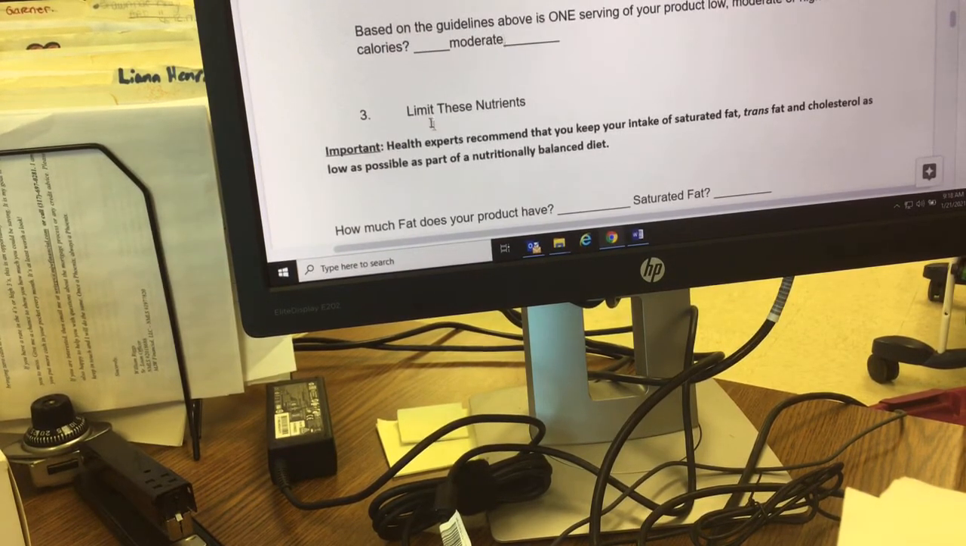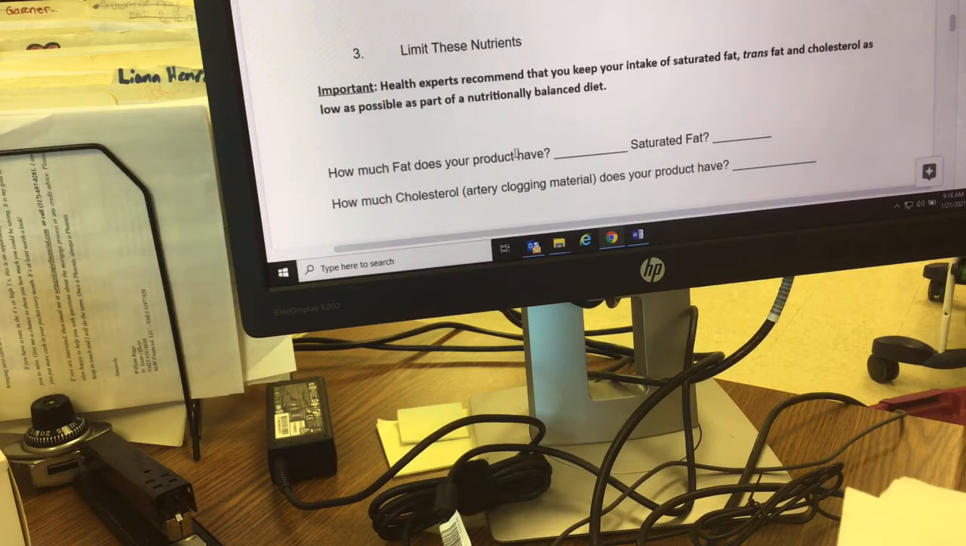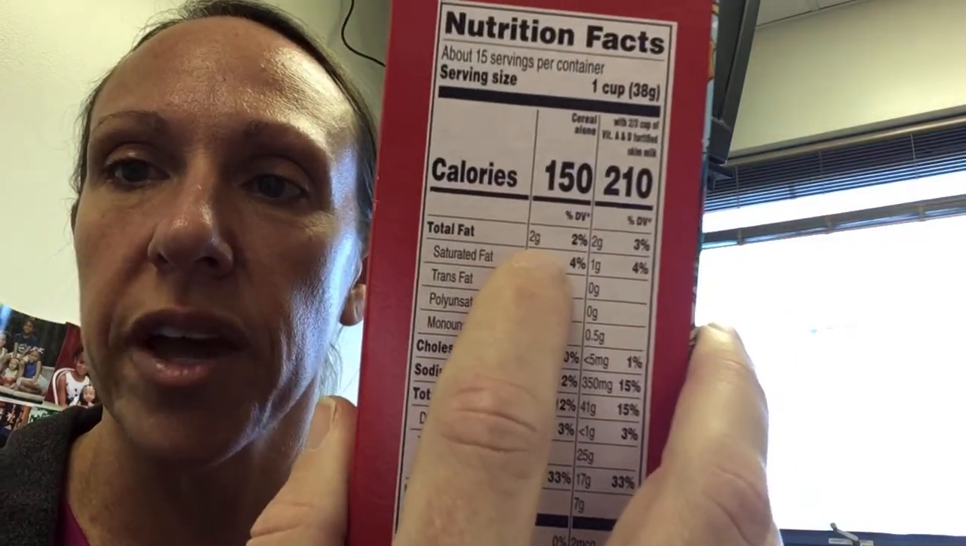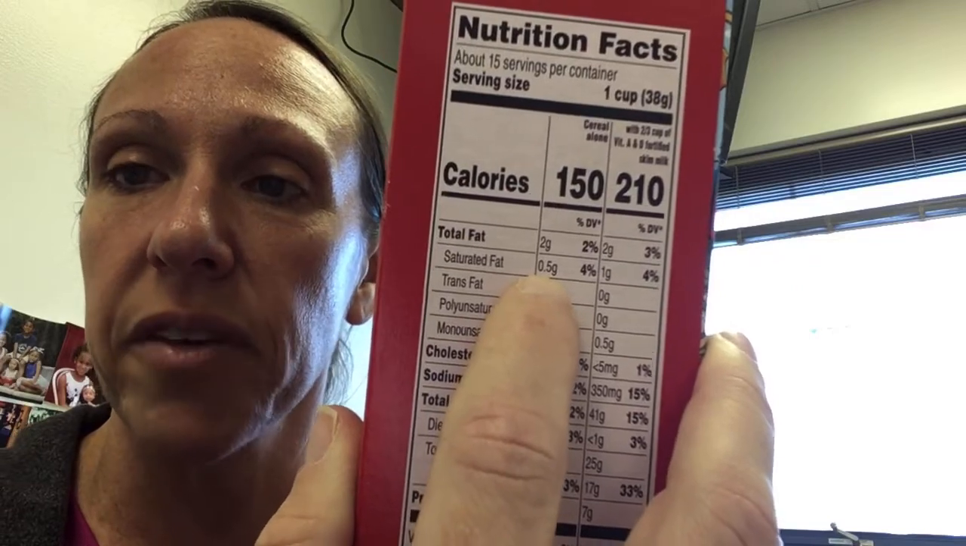Okay, so limit these nutrients. Health experts recommend that you keep your intake of saturated fat, trans fat, and cholesterol as low as possible as part of a nutritionally balanced diet. How much fat does your product have? Okay, how much saturated fat? How much cholesterol? That's that artery clogging material. Okay, so that's all listed on your list here. Okay, so you have your total fat. Mine has 2 grams. Saturated fat is 0.5.